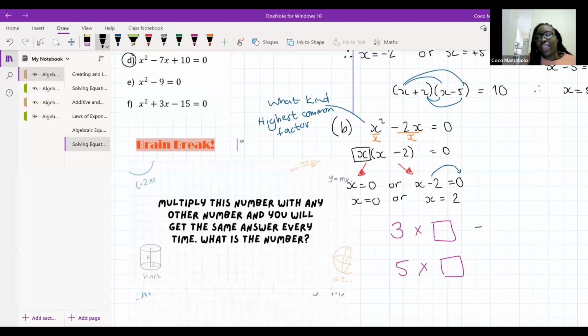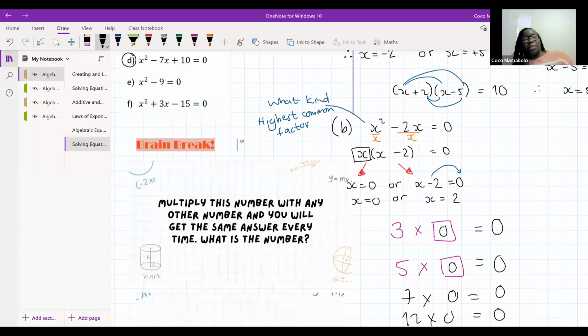I know that if I multiply anything by 0, the answer will be 0. So 3 times 0 will give me 0, and 5 times 0 will also give me 0. And 7 times 0 will give me 0, and 12 times 0 is equal to 0.